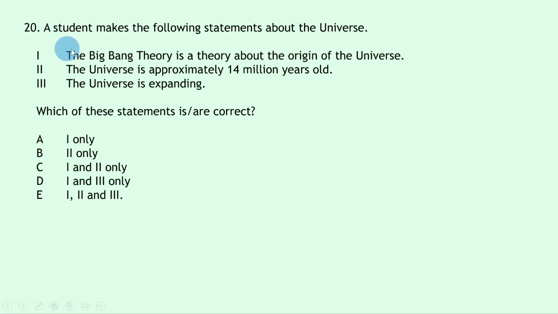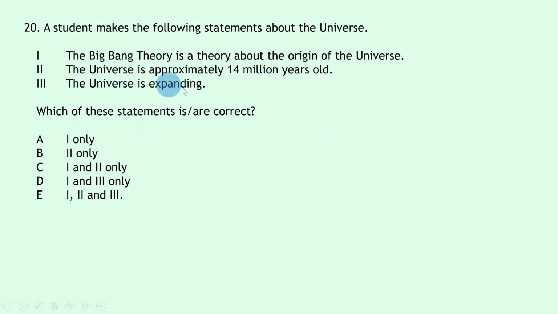Lastly, question 20 says that a student makes the following statements about the universe. Statement 1, the Big Bang Theory is a theory about the origin of the universe. Statement 2, the universe is approximately 14 million years old. And statement 3, the universe is expanding. Which of these statements is or are correct?